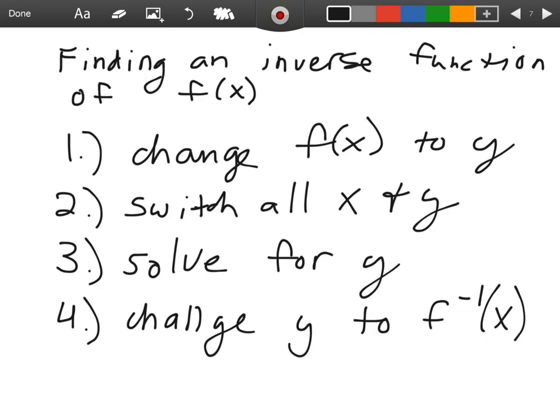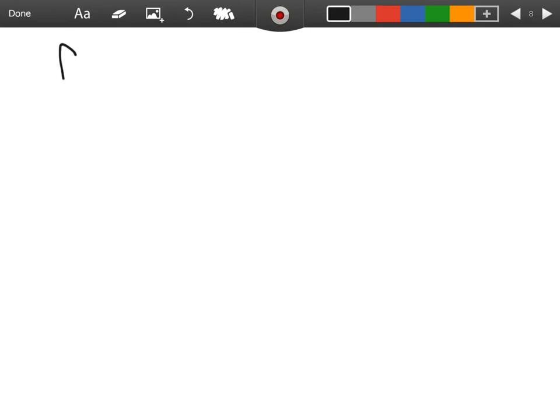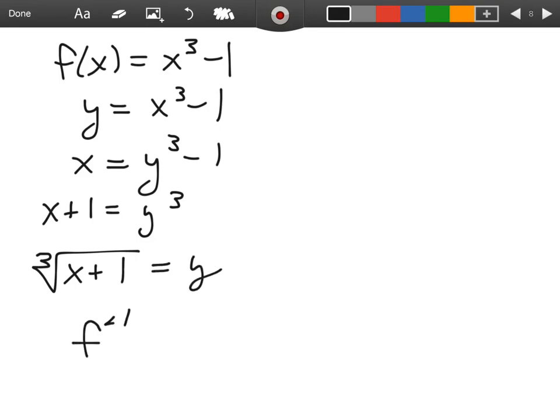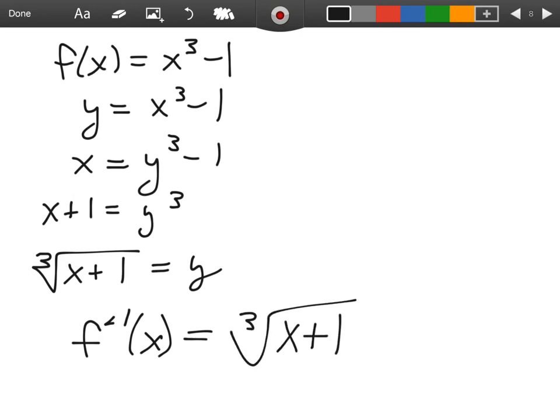Let's do an example. Let's say I have f of x is x to the third minus 1. If I follow those steps, step 1 says change f of x to y, switch x and y. Literally, if you see an x, make it a y. If you see a y, make it an x. Solve for y. And then change y to f inverse of x. So the inverse function of f of x is the cube root of x plus 1.